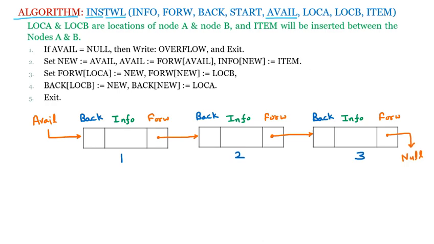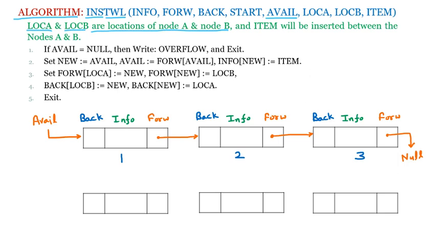Now here it is saying that location A and location B are locations of node A and node B. So this is the avail list, but we want our own list on which we will perform the operation. So I am taking one more list. Here we have three more nodes on which we are going to work, node 1, node 2, and node 3. These are the three nodes of the linked list where we are going to perform the operations.